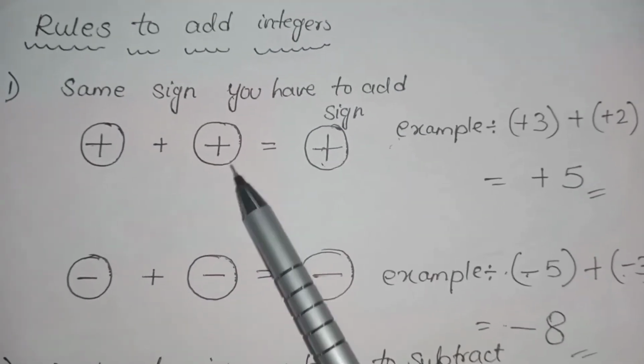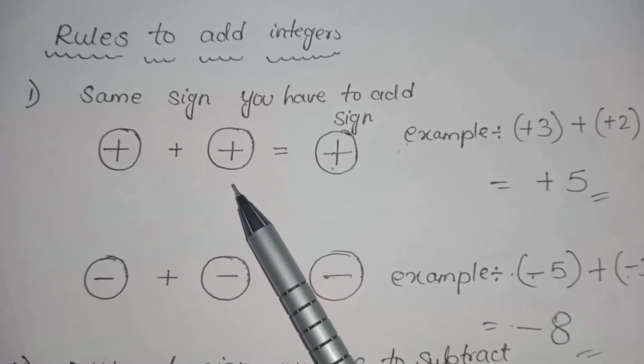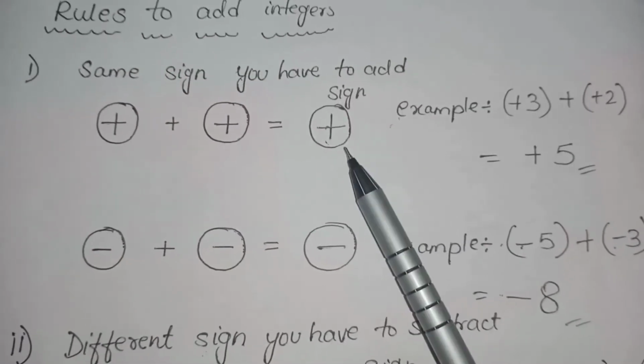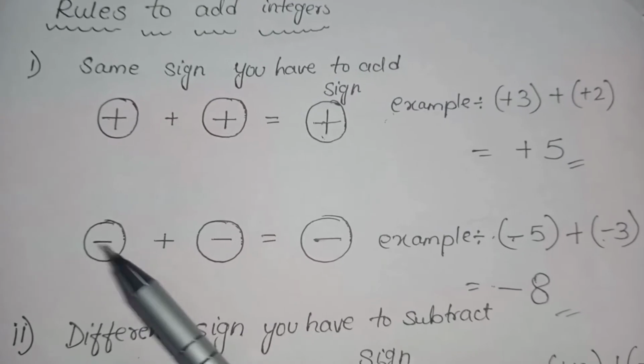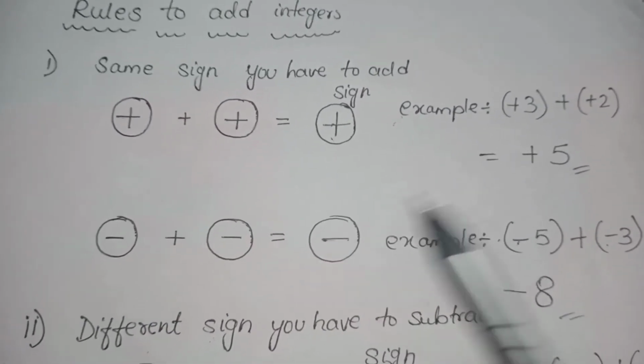When the same sign is there, you will add. But which sign will you put? When two positive integers are there, you will add and put the plus sign. When two negative integers are there, both the signs are the same, you will add, but you will put the minus sign.